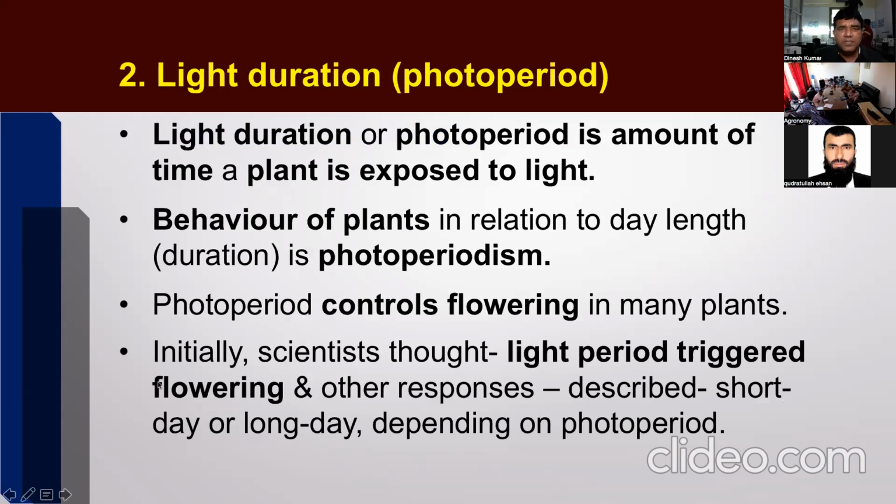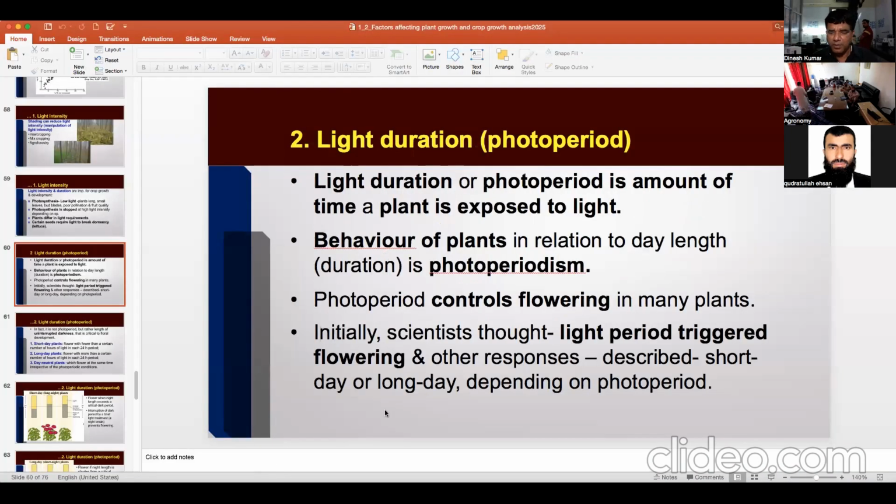Now, the next component of light is light duration. I told you three parts of light are there: light intensity, light duration, and light quality. So we have covered the light intensity. Now we start light duration. So please rejoin the second link because this link is going to break. So we go to the second link.